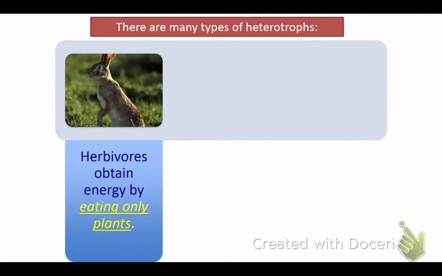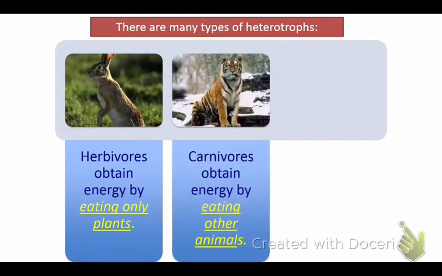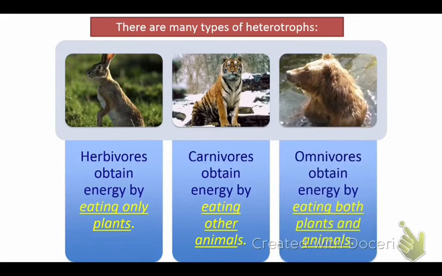So there are many types of heterotrophs. The three we will talk about right now are herbivores, which obtain energy by eating only plants. Carnivores, which obtain their energy by eating other animals, specifically, right? They consume other consumers. And omnivores eat what? Plants and meat. Perfect, both. Isn't that bear cute?